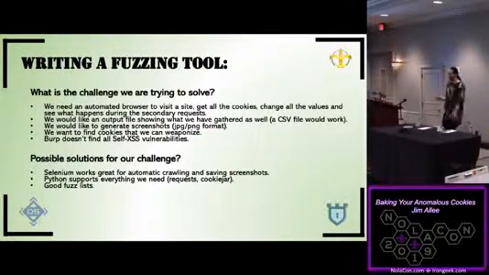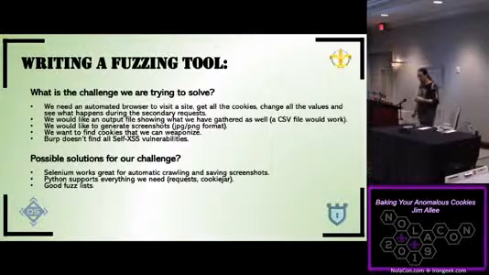So, writing a fuzzing tool. We're trying to solve a challenge here. In fuzzing cookies, we need a browser to go to a website, make the request, grab the cookies, modify them, send them back to the server again, and get some type of output. In my case, I wanted to get screenshots, a spreadsheet, and a CSV that we can sort through.